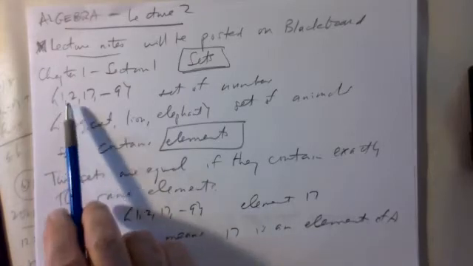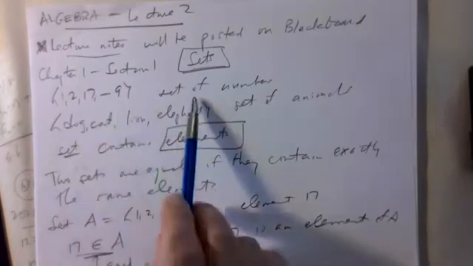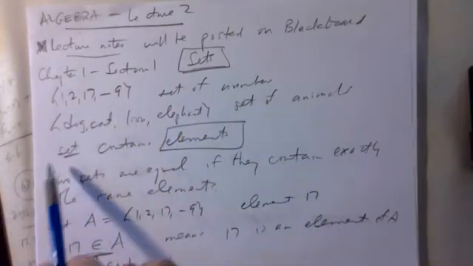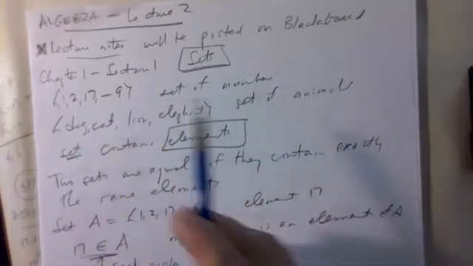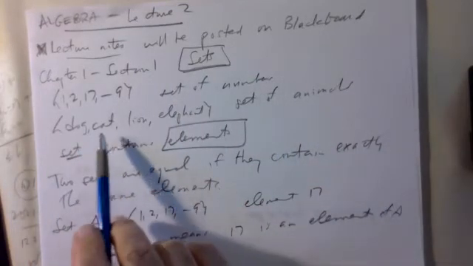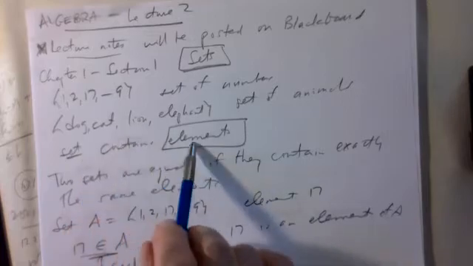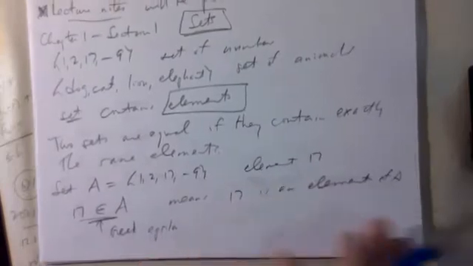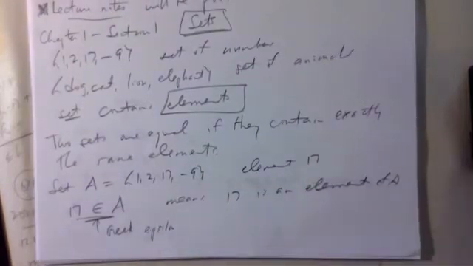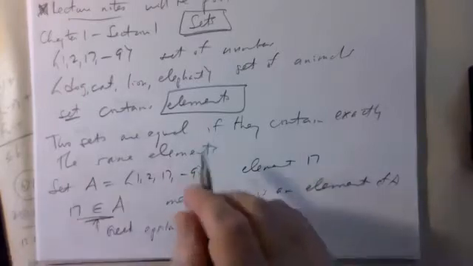So for example, 1, 2, 17, minus 9, this is a set of numbers. And dog, cat, lion, elephant, that's a set of animals. They're perfectly good sets. And then what's in a set is called an element. So a set contains elements. And the basic notion of equality for sets is two sets are equal if they contain exactly the same elements.